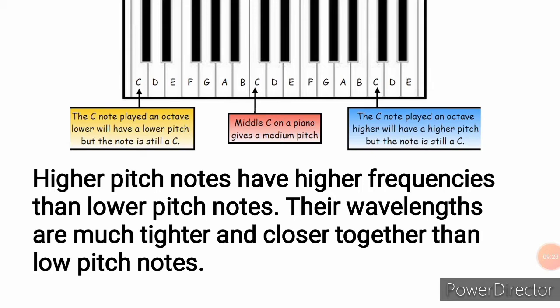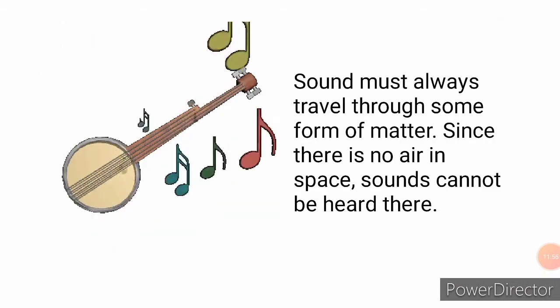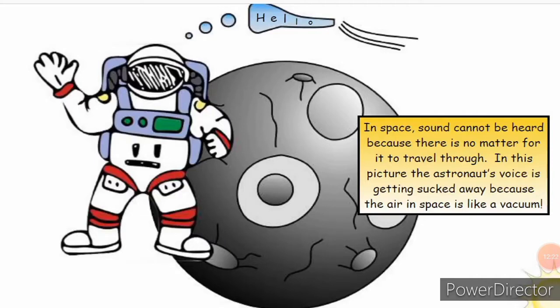The pitch also affects the wavelength. Because of the speed of the pitch, we say that shorter wavelengths have higher pitch. I take it again. Shorter wavelengths have higher pitch, okay, and vice versa. Sound cannot be heard there.